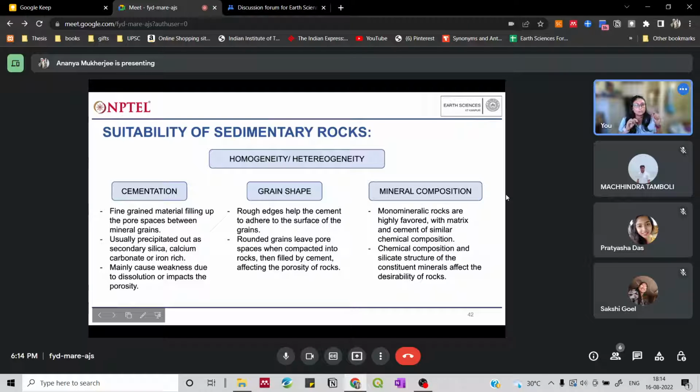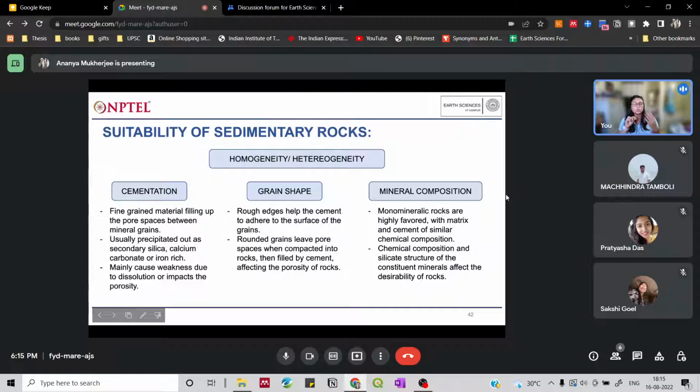Now, based on mineral composition, we prefer having a rock which has a similar kind of chemical composition in the minerals across. For example, when you take a rock which has mostly silicate minerals, and especially if it is quartz rich, and also the matrix, that is the finer grain material, and the cementing material are also of silica composition, then it is a very homogeneous kind of rock.